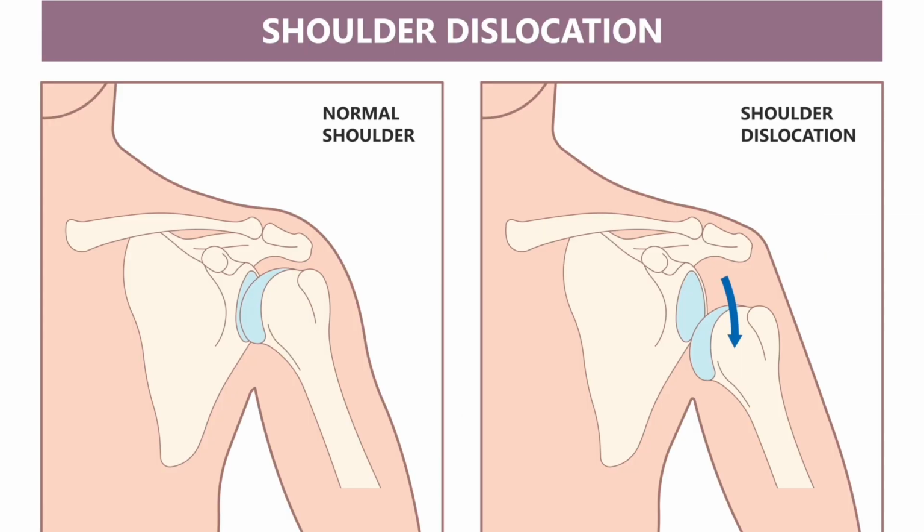Now a dislocation refers to when the ball goes completely out of the socket. Sometimes it will return on its own. Oftentimes, though, it needs to be physically put back into place. And this is often done by somebody else, or if it's happened multiple times, sometimes the person who's injured is able to do it on their own.